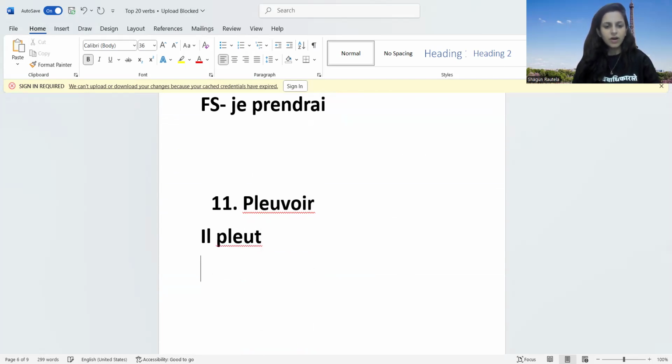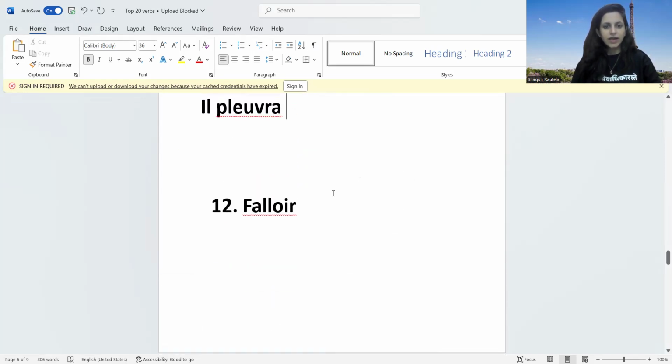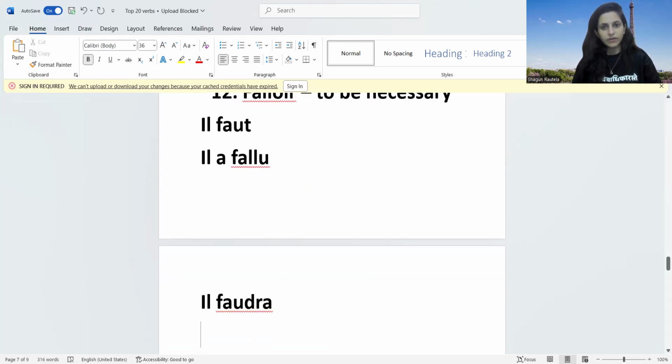Moving on to our 11th one. Present tense is il pleut. Past tense is il a plu. Futur simple is il pleuvra. Okay. A verb that's only conjugated with il subject pronoun, which means to rain. Moving on to 12th. Again, a verb that's conjugated only with il, to be necessary. So, il faut, présent. Il a fallu, passé composé. Il faudra, futur simple. Okay?